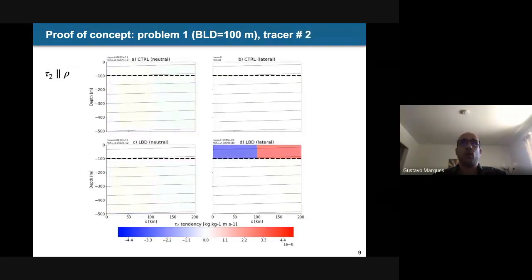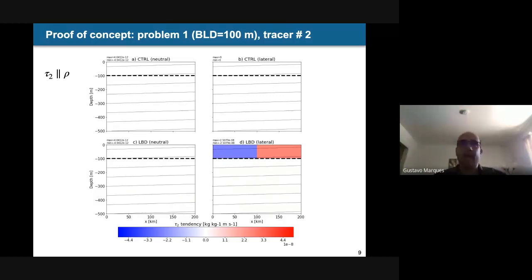Then for tracer number 2, which is parallel to isopycnals, in the control, neutral diffusion is very small. It is non-zero, but it's very small. And that's because the scheme is not perfect. I'm using a continuous reconstruction here, which is not the best we have, but is the fastest. And I wanted to keep it consistent with the global model. That's why I'm using it. So it is non-zero, but small.